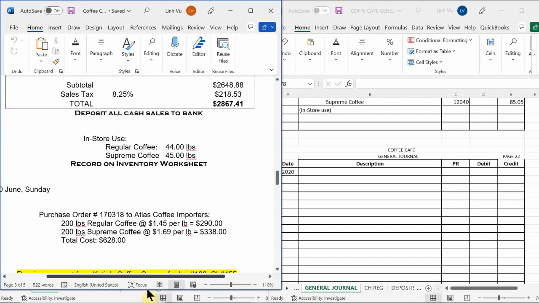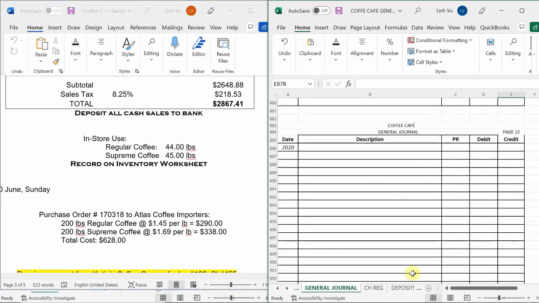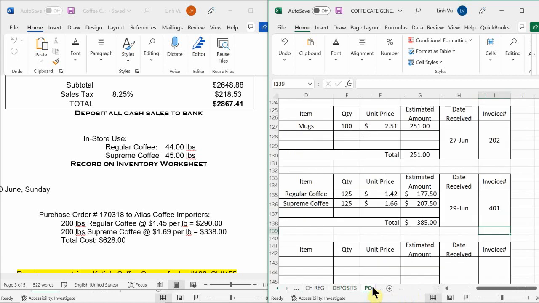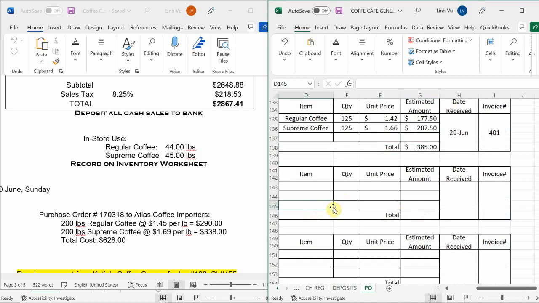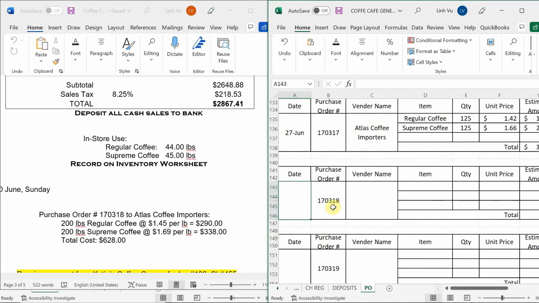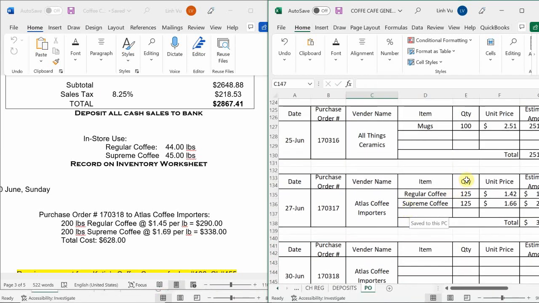170318 for Atlas Coffee Importers. This time we're going to be purchasing 200 pounds of coffee. So we're going to go to purchase orders. Let's see here. For the 318, today is June 30th. Okay. And we're going to get this from Atlas Coffee Importers for some more coffee.